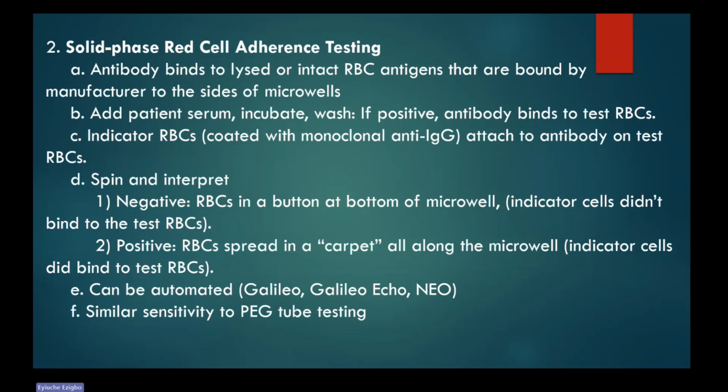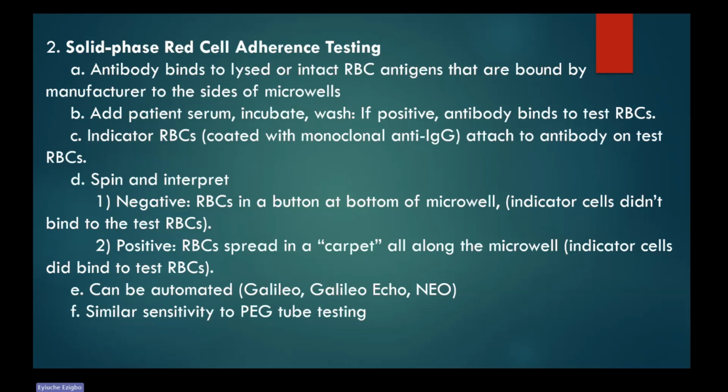Then the patient's serum is added, incubated, and washed. If it is positive, during the incubation the antigen-antibody reaction takes place. We remove the excess fluid and unbound globulin. If it is positive, antibody binds to the test red blood cells, and indicator red blood cells coated with monoclonal anti-IgG attach to the antibody on the test red blood cells. We spin and interpret. For negative results, red blood cells form a button at the bottom of the microwells, indicating the cells didn't bind to the test red blood cells.